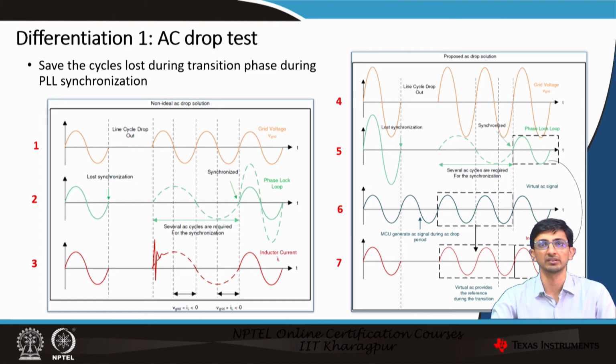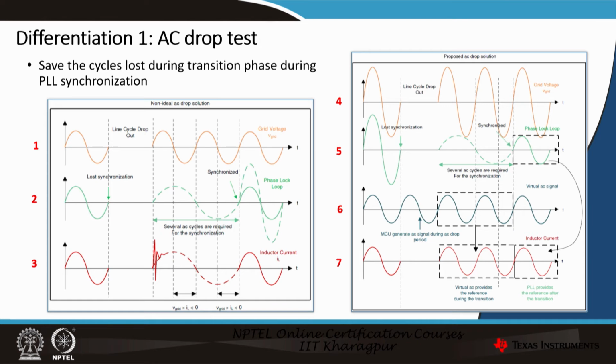What the proposed solution dictates is that if the line cycle drops out for whatsoever reason, we generate a virtual AC signal within the MCU and consider that as a reference for the PLL. As an example, let's suppose the line cycle dropped out at some particular instant as shown here in the image. Automatically, the reference will be taken over by the virtual signal generated within the MCU, and as and when the line voltage comes back, we don't need the PLL to resynchronize, because we already have the virtual AC signal generated within the MCU, which does the job of the PLL and generates the required result. That ultimately saves the number of cycles lost to PLL synchronization.